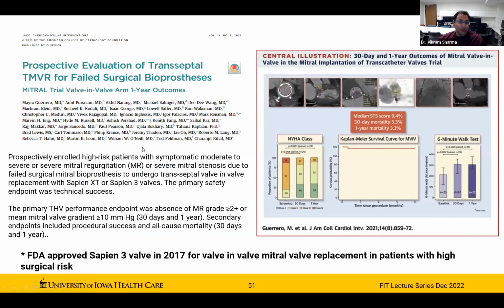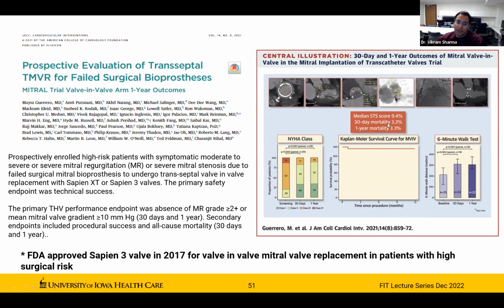There was subsequent data from the MITRAL trial, which also looked at transcatheter mitral valve-in-valve in either a failed or dysfunctional prior bioprosthesis. Here also they used the SAPIEN XT or the SAPIEN 3 valves. These are patients who had severe mitral regurgitation or stenosis due to a failed surgical bioprosthesis. And here is the data for their 30-day and 1-year outcomes.